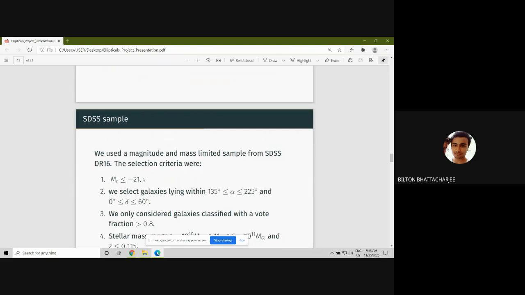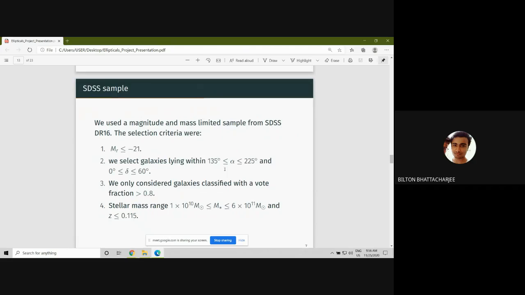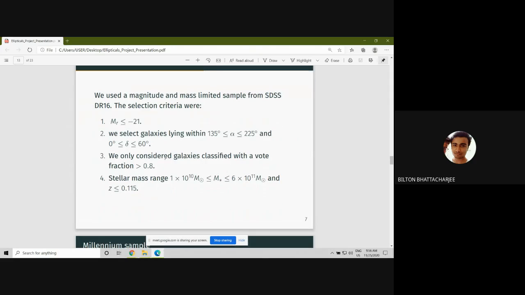So now the data. We used an SDSS sample for this work. We used a magnitude and mass limited sample from the SDSS. Our selection criterion was that the r-band absolute magnitude should be less than or equal to -21. We select galaxies lying in this region of RA and DEC. Just to remove any patches or holes in the sky, we select this region because it was clean, and we considered galaxies classified with a vote fraction. We took the sample from the Galaxy Zoo data. So here we have a vote fraction.